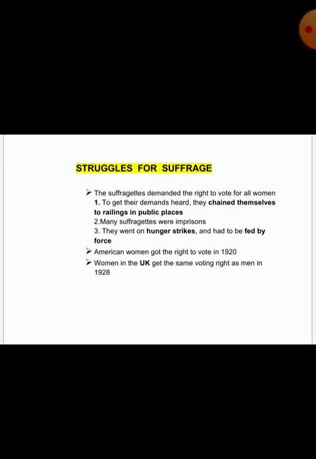Next is struggles for suffrage. The suffragettes demanded the right to vote for all women. To get their demands heard, they chained themselves to railings in public places. Many suffragettes were imprisoned. They went on hunger strikes and had to be fed by force. American women got the right to vote in 1920. Women in the UK got the same voting rights as men in 1928. This is the women's suffrage headquarters.